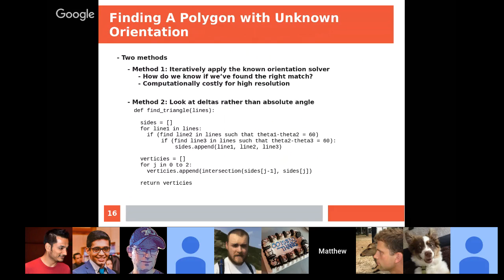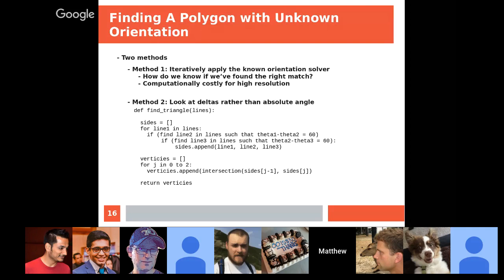Method 1 is we take our known orientation solver, bin orientation into, say, 360 degrees, and just run it again and again. And somehow we choose the best one. That's not trivial, and it can be computationally expensive if you need an accurate estimate.